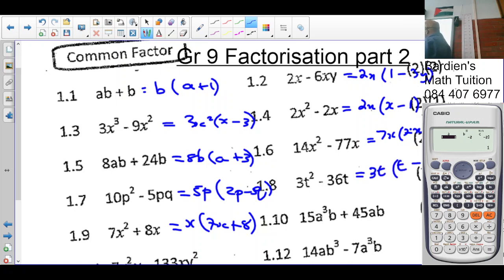The next one? 5ab. I'm left with? 3a squared, not cubed, plus 9. Okay, any issues there?